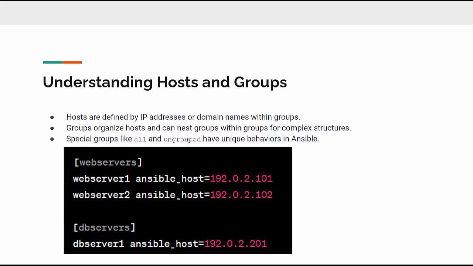So how can we understand hosts and groups? Inside an inventory, hosts are listed by their addresses, and we can group them to make management easier. For example, we might have a group called webservers for our website servers, and another called dbservers for databases. Ansible also has special groups like all for every host or ungrouped for hosts not in a specific group. It's a way to keep everything organized and clear.